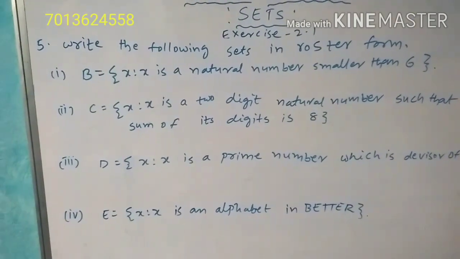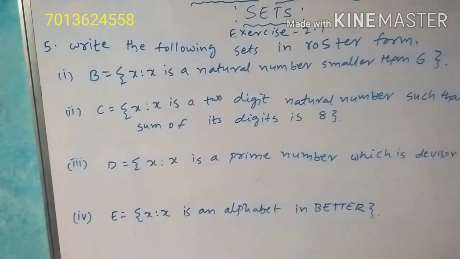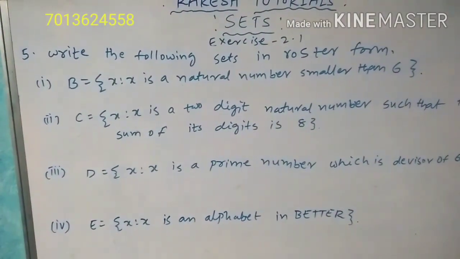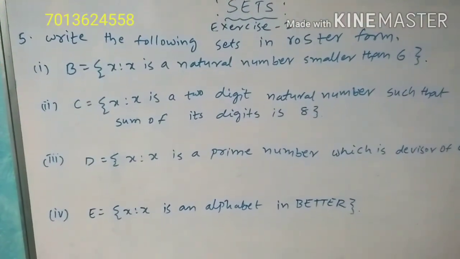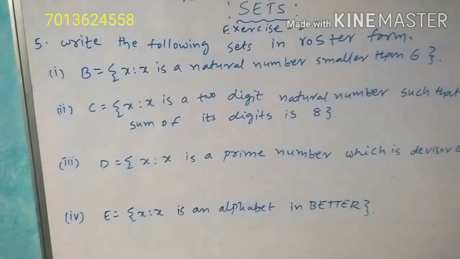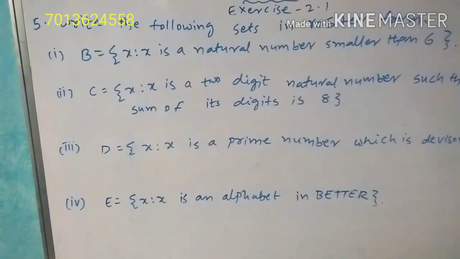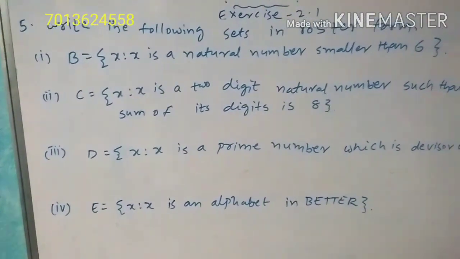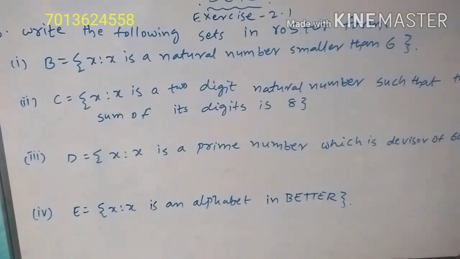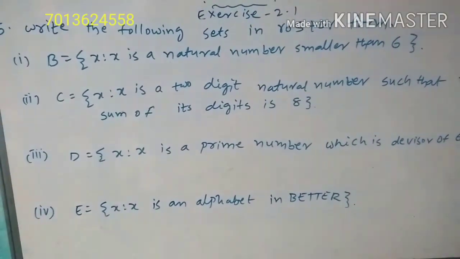Today our topic is sets exercise 2.1 fifth bit. Write the following sets in roster form. So here set builder form is given, so we have to convert it into roster form. So first one, B is equal to x such that x is a natural number smaller than 6.